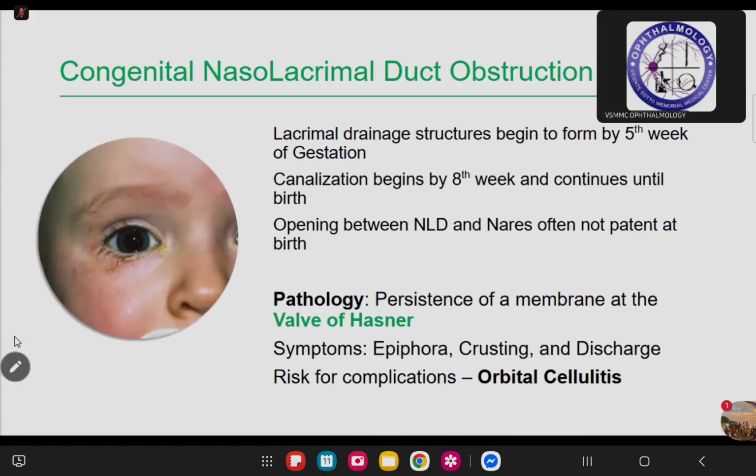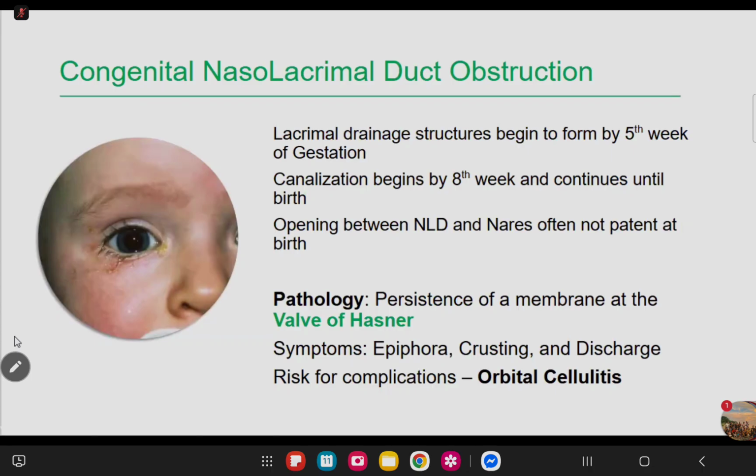Next condition would be congenital nasolacrimal duct obstruction. It's common in children, especially less than 1 year old. Another frequent cause of discharge and tearing is this condition. So if you suspect that the patient has congenital NLDO, you can expect the child to produce eye discharge and tearing. It's not just conjunctivitis.